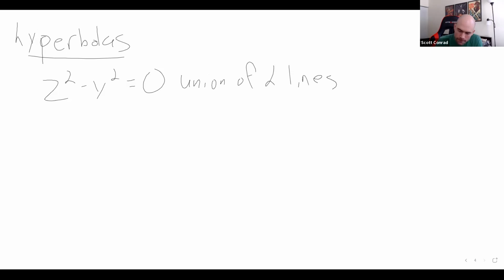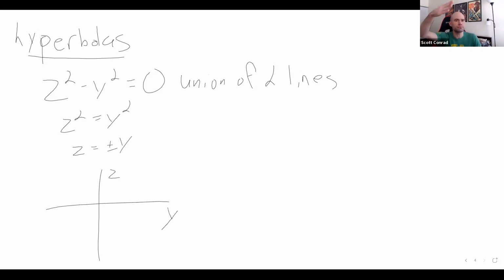So the graph of this, if you wanted to figure this out, you could just throw the y squared on the other side. So you get z squared equals y squared. Well, that is satisfied when z equals plus or minus y, right? So z equals y is going to be a line in the yz plane through the origin of slope 1. Z equals negative y has slope negative 1. And this guy is going to be just the union of those two guys. Just both lines together.